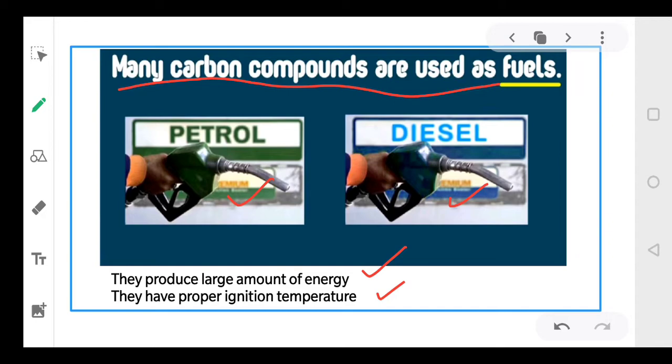ठीक है? So ये fuels जो हैं ये burn करते हैं, complete combustion होता है, large amount of energy produce होती है and they burn at a proper ignition temperature. Ignition temperature means the temperature at which they catch fire. Right everyone?